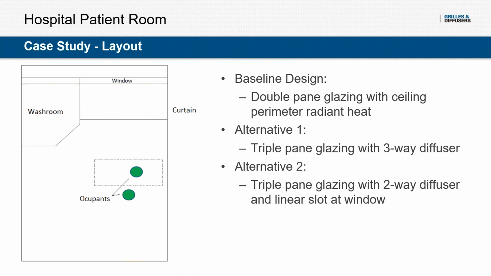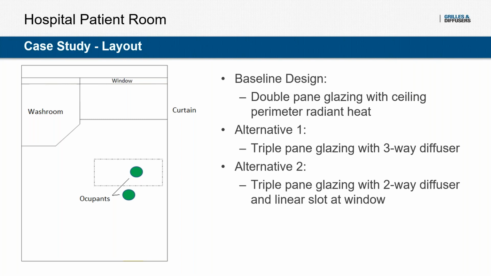So the first alternative was a triple pane glazing window with a three-way diffuser. And the second alternative was a triple pane glazing window with a two-way diffuser this time and a linear slot at the window to help condition and wash that window.